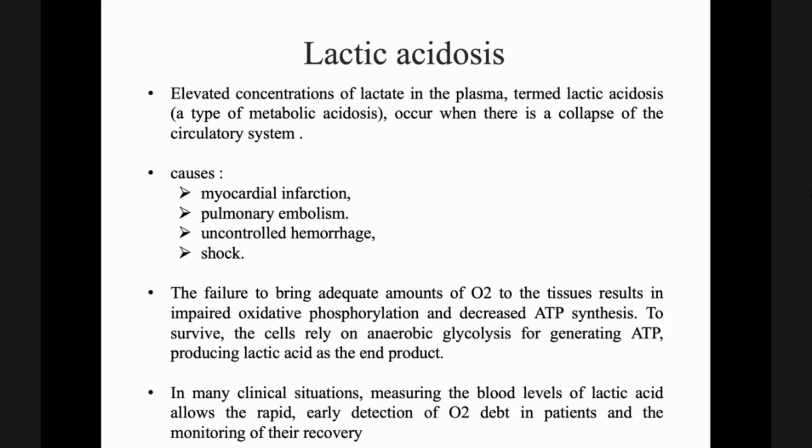So the lactic acidosis is the elevation of the concentration of lactate in the plasma. It is termed lactic acidosis because it decreases the pH, so it increases the acidity of the blood. It occurs when there is a collapse of the circulatory system, as in myocardial infarction, pulmonary embolism, uncontrolled hemorrhage, and shock. The failure to bring an adequate amount of oxygen to the tissue results in impaired oxidative phosphorylation and decreased ATP synthesis. To survive, the cell will rely on anaerobic glycolysis for generating ATP and producing lactic acid as the end product. In many clinical situations, measuring the blood level of lactic acid allows the rapid early detection of oxygen depletion in patients and the monitoring of their recovery. Okay.